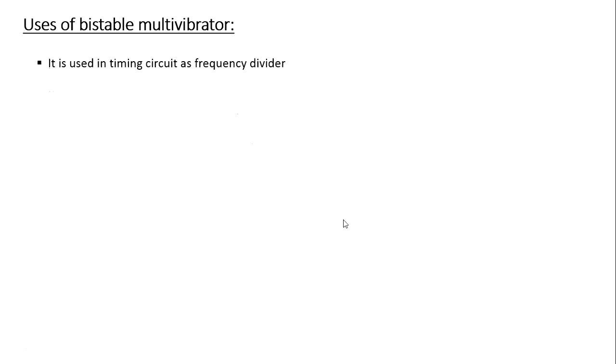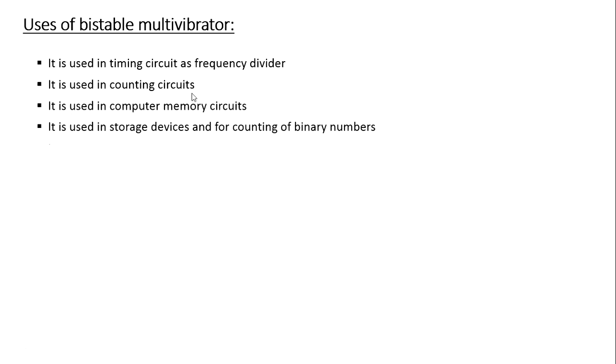Here in this slide there are some uses of the bistable multivibrator. First, it is used in timing circuits as a frequency divider, and we can choose the frequency of any signal according to our requirements. It is also used in counting circuits, as I told you earlier, and in computer memory circuits or memory chips. It is also used as a storing device, especially for storing binary numbers, as I told you earlier how we store the binary numbers 0 and 1, which is the language of the computer. So that's why these are also used in computers.